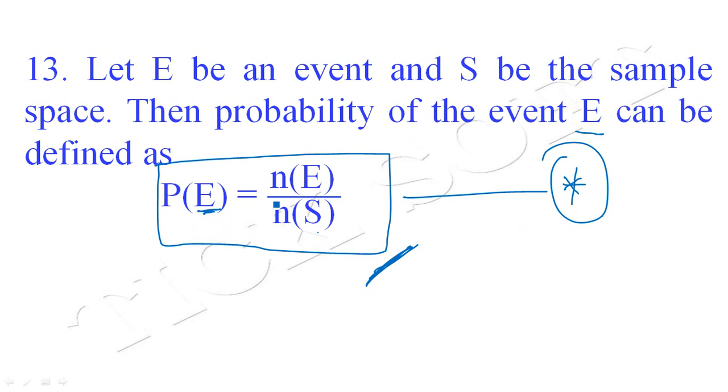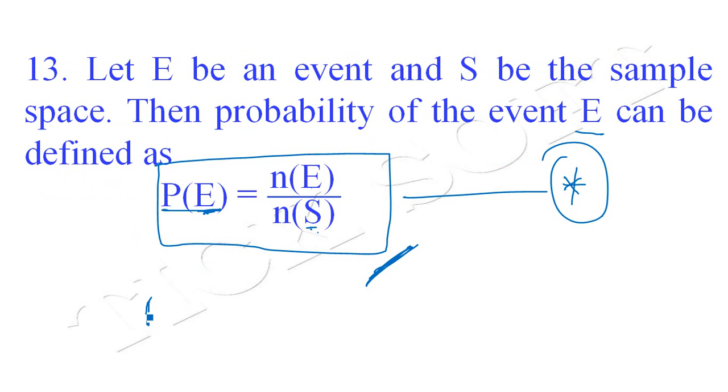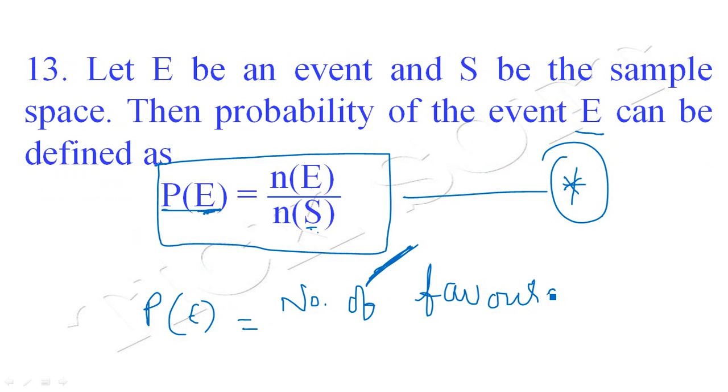Here E is the event and S is the sample space. P(E) is the probability of the event E, n(E) is the number of elements in the set E, and n(S) is the total number of elements in the sample space. So P(E) is the probability of the event E, n(E) is the number of ways in which the event E can occur, and n(S) is the total number of possible outcomes. This can also be written as: the probability of any event is equal to the number of favorable outcomes divided by the total number of possible outcomes.